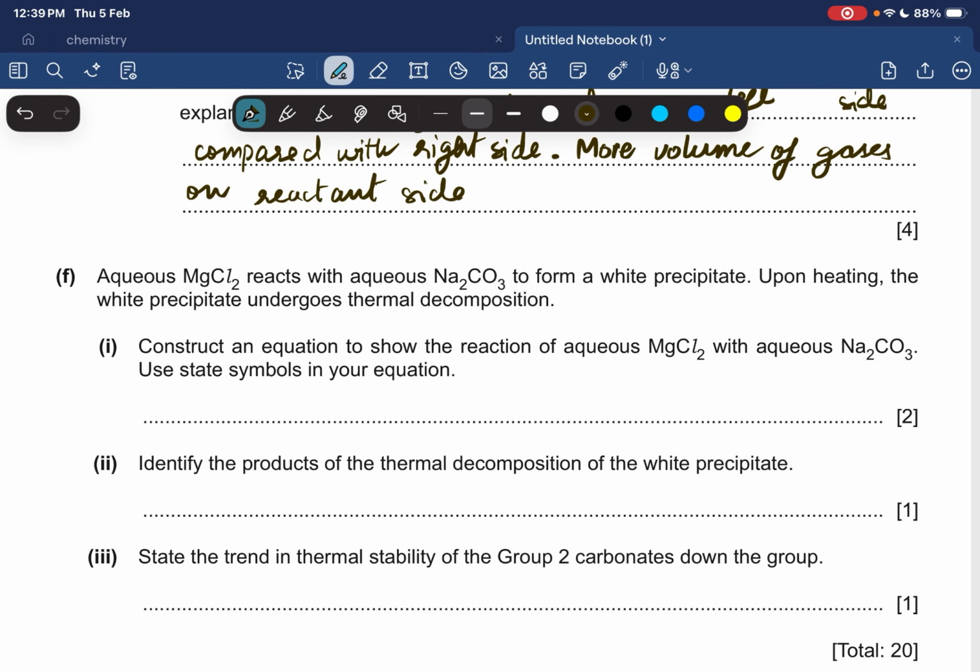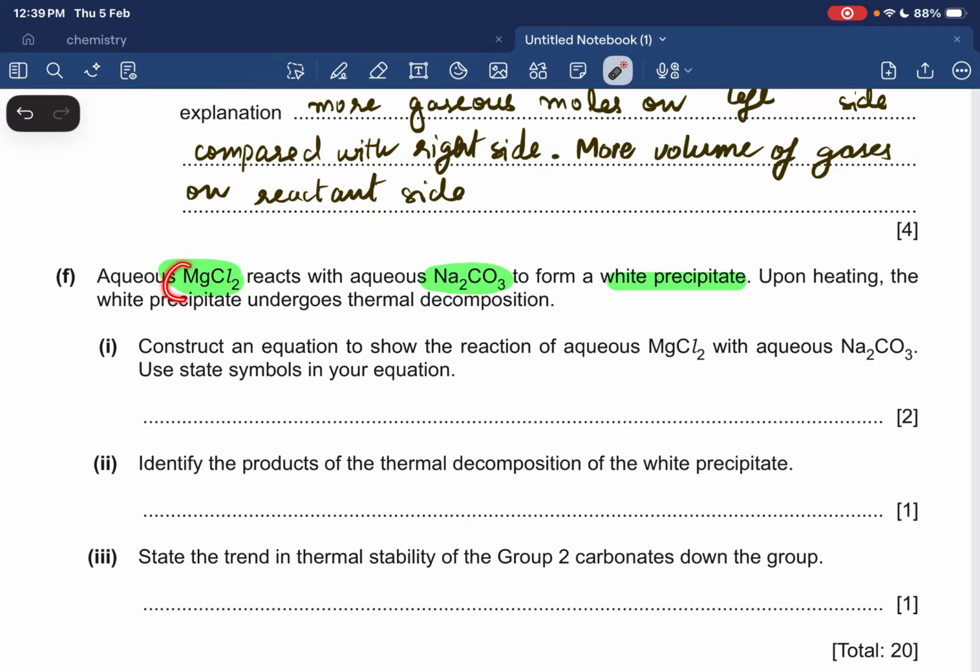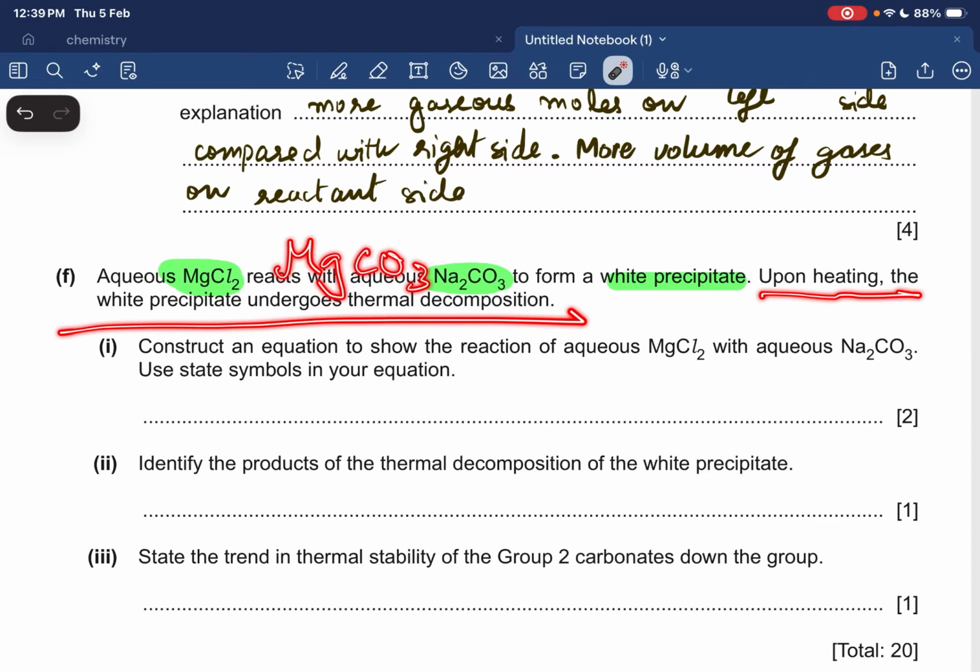So over here we have a salt which is reacting with another salt to form a white precipitate, and that white precipitate is going to be of magnesium carbonate, because we know that sodium chloride is going to be a soluble salt. It's going to be a double displacement reaction. Upon heating, the white precipitate undergoes thermal decomposition, so our MgCO3 is going to thermally decompose to form what? To form MgO plus carbon dioxide.